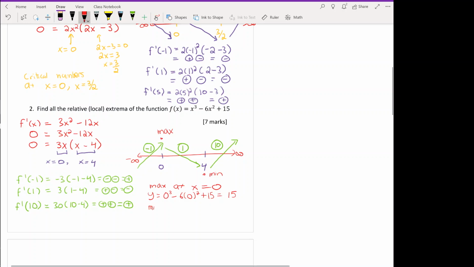And then there's a min at x equals 4. This isn't going to be very fun, but it's okay. Y is equal to 4 cubed minus 6 times 4 squared plus 15. So that's going to be 64 minus 6 times 4 times 4, what is that, 96, plus 15. So 64 plus 15, that'll be 79, minus 96.